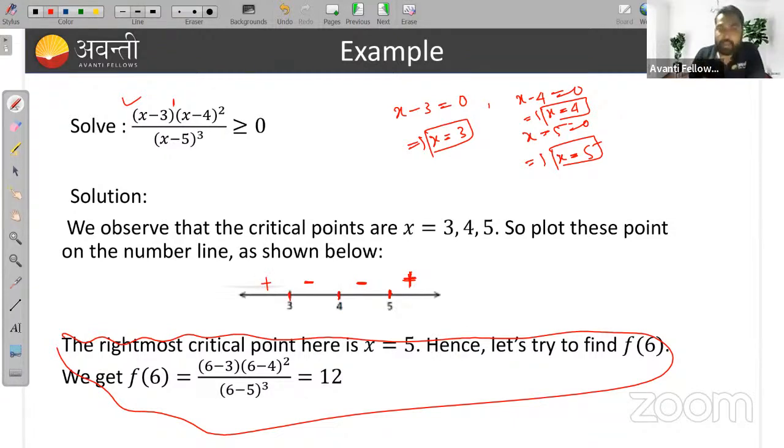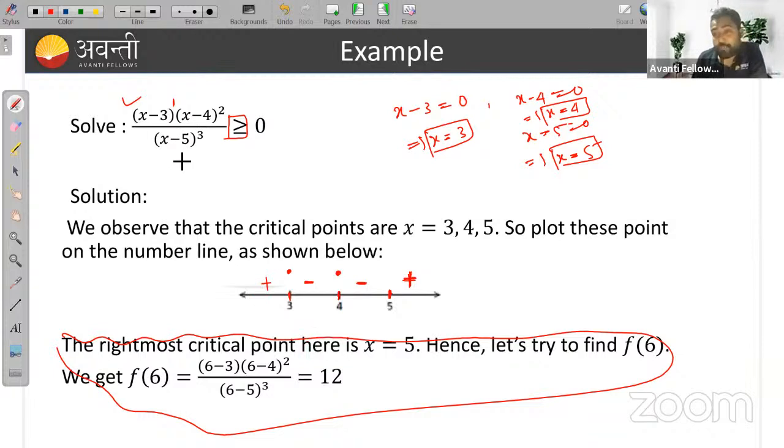Okay. Another thing we have to see is on which points my inequality becomes 0, because we have greater than or equal to 0. We need the positive region, and also where the left hand side becomes 0, those points we have to include. At x equal to 3, the left hand side becomes 0, so here I am giving a solid dot. At x equal to 4 also, the left hand side becomes 0, so here also I give a dot.